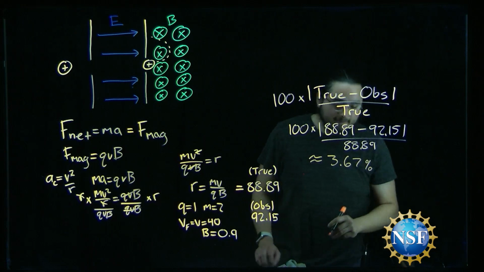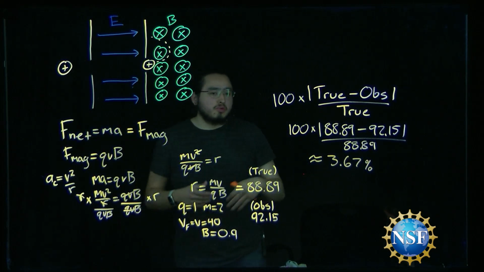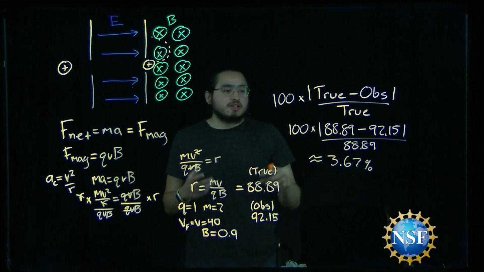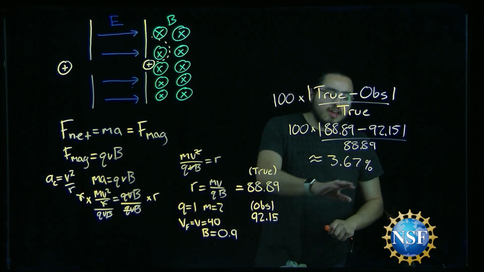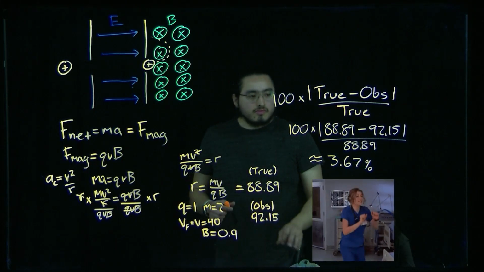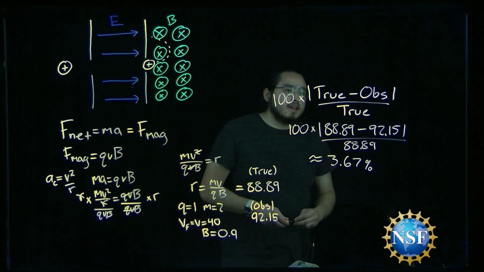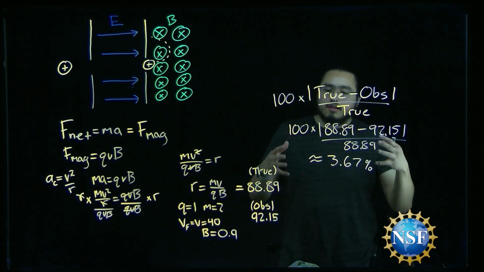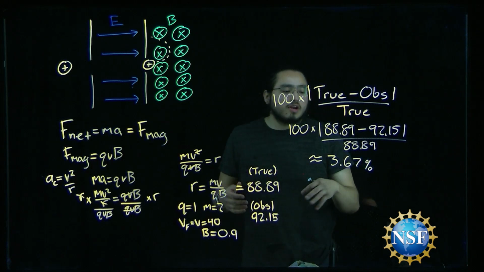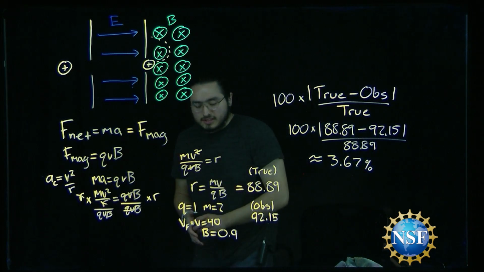3.67%. Now this error is pretty good, as we mentioned when you're working through the worksheet. We were expecting something plus or minus 10%, and so getting something like this is pretty good. We followed all the math, followed all the physics, and we found out that in the work that you did, you got pretty close to the true answer, being off by only 3.67%.